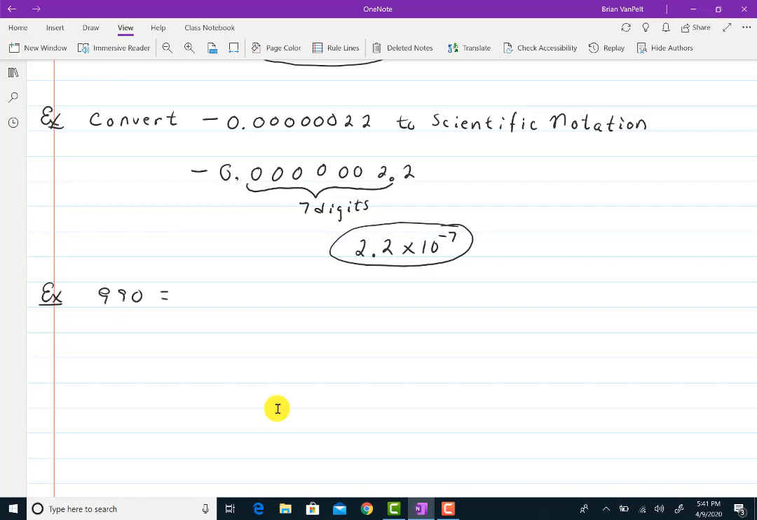990. Well, this is pretty easy. I need the decimal between the 9s. So that's going to be 9.9. And since I had to move the decimal to the left 1, 2 places, this is times 10 to the positive 2. Don't forget your little x in there.